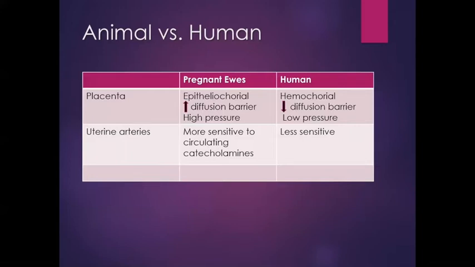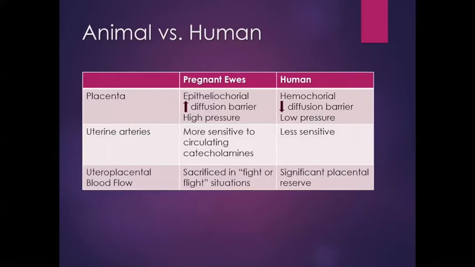In humans, uterine arteries are not as sensitive, and even high doses of alpha agonists have had little effect on placental blood flow. And this is due to the differing placental anatomy and physiology. Thus, uterine blood flow is sacrificed in the sheep to ensure survival of the mother when needed.